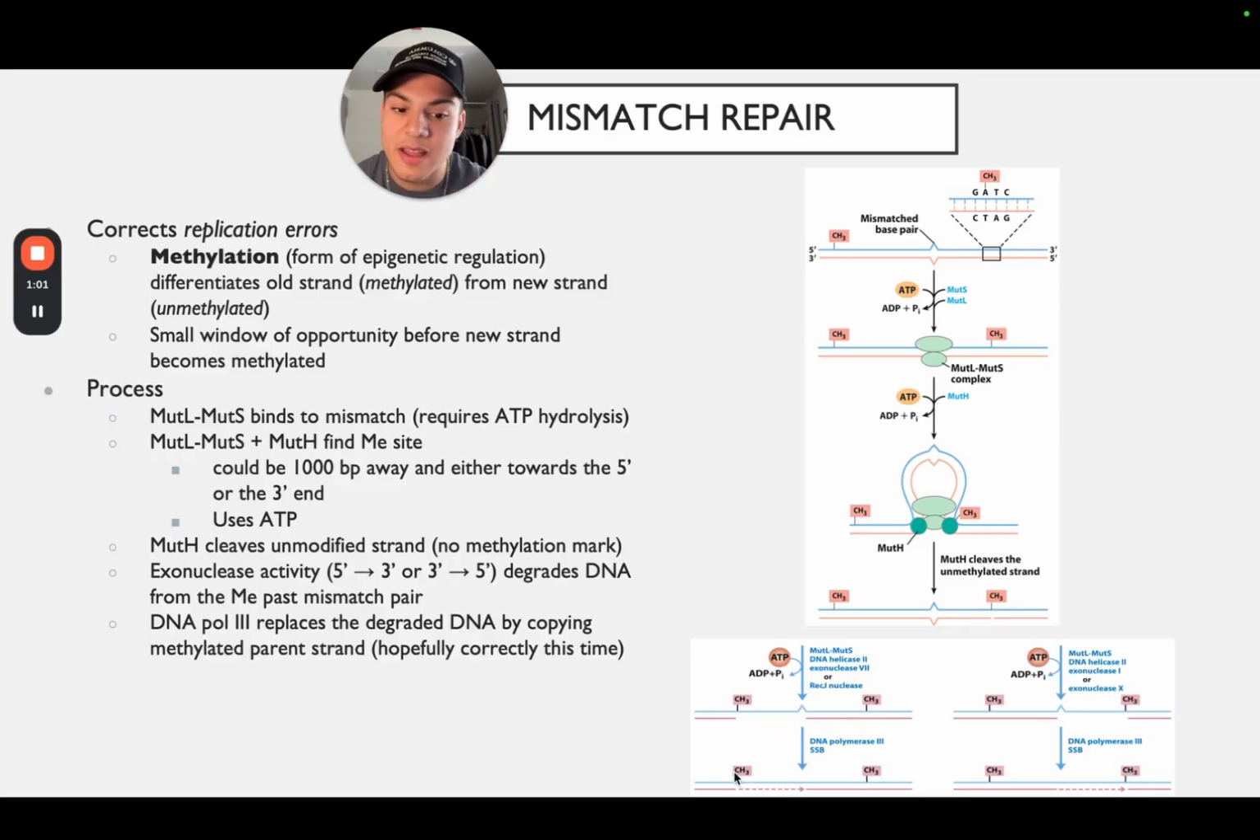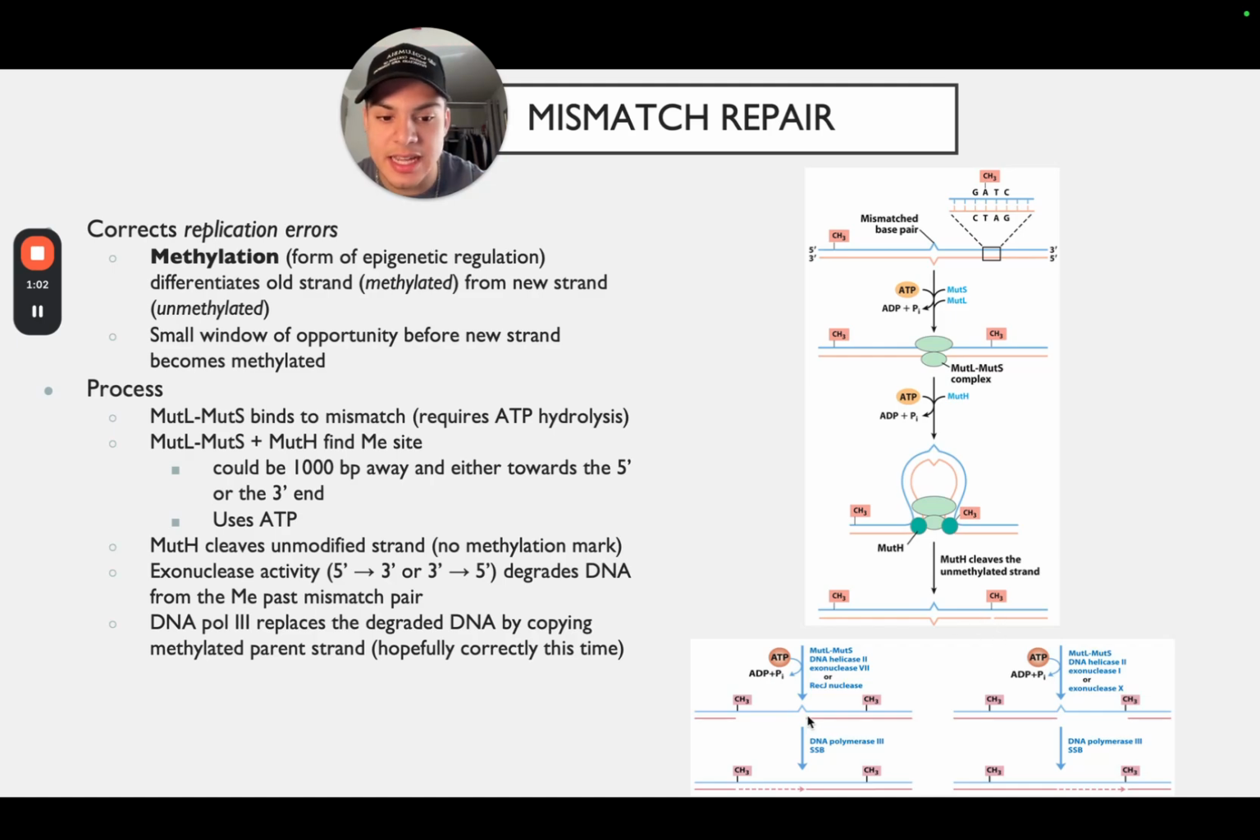So it's going to cleave it, and then from there we have DNA polymerase III do the replication again and fix it. And so that's basically what this is saying, but in words. So again, mismatch repair uses ATP. It uses a very complex enzyme formation complex, the MutL-MutS complex. And you just need to know that it basically cleaves the DNA.